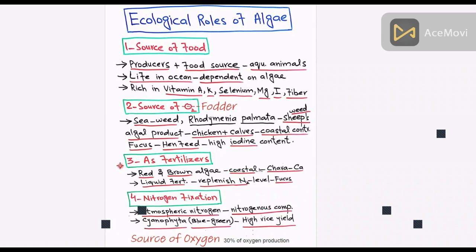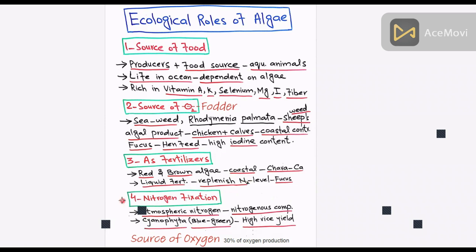The third one is as fertilizers. The two most common types of algae used in fertilizer production are red algae and brown algae. These types are primarily utilized in regions near water sources or coastal regions. Chara is used to overcome calcium deficiency in the fields, and liquid fertilizers extracted from some algae are popular due to their remarkable ability to replenish nitrogen levels in the soil.